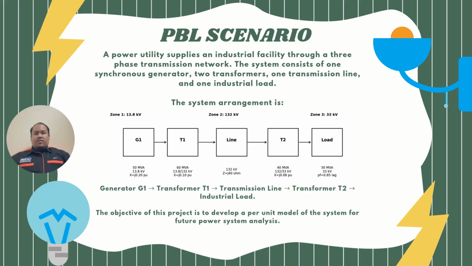For this PBL scenario, power utility suppliers and industrial facilities route a three-phase transmission network. The system consists of one synchronous generator, two transformers, one transmission line, and one industrial load. The arrangement of the system starts from generator G1, then transformer T1, followed by the transmission line, transformer T2, and finally the industrial load. The main objective of this project is to develop a complete per unit model of this system for future power system analysis.